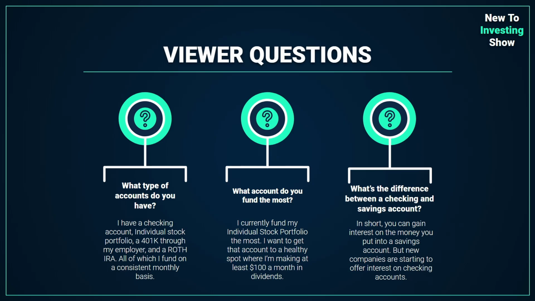The second question, what account do I fund the most? Besides my checking accounts, because that one's kind of a given, I usually go with my individual stock portfolio. I have a personal goal that I set for 2020. I want my stock portfolio to be in a healthy spot. I want it to be diversified and well funded and consistently funded. But my main goal is to at least make $100 a month in dividends at least one of the months out of the year. It's going to be a tough challenge. It's something that I can update on this channel or on social media, but kind of a goal I want to focus on and why I'm funding my individual stock portfolio the most.